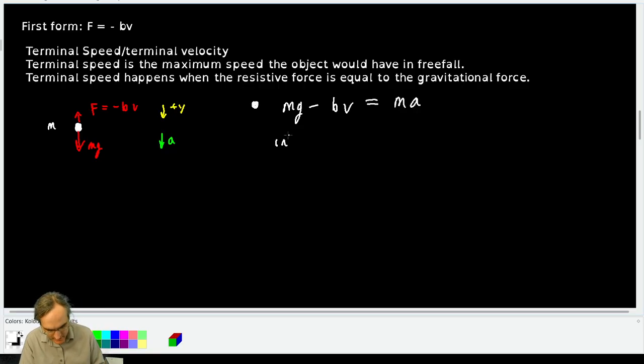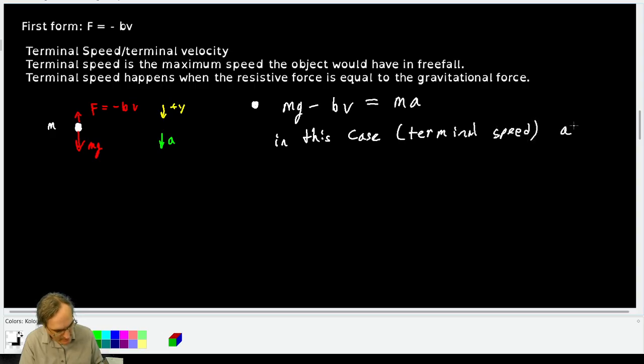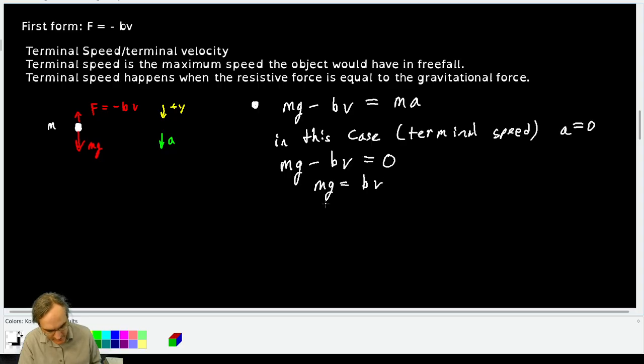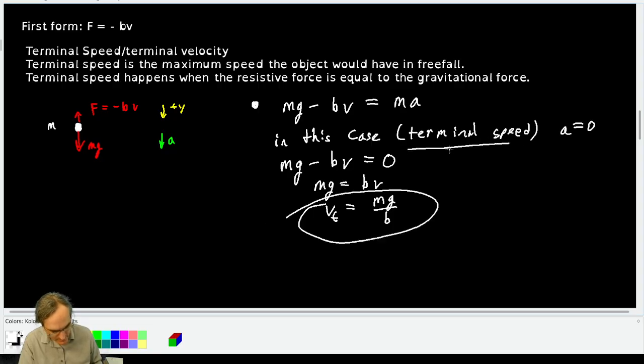But in this case, of terminal speed, the acceleration will go to 0. So that means we'll find mg minus bv equals 0, which means mg equals bv, and v terminal, rearranging this, would be mg over b. So there we go. There's our terminal speed for this case.